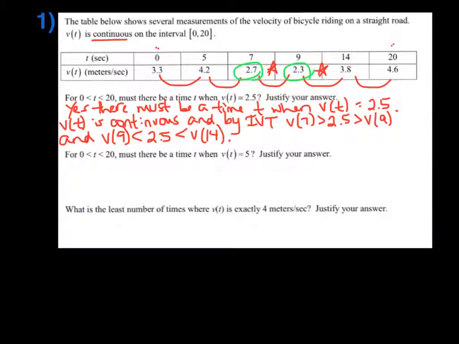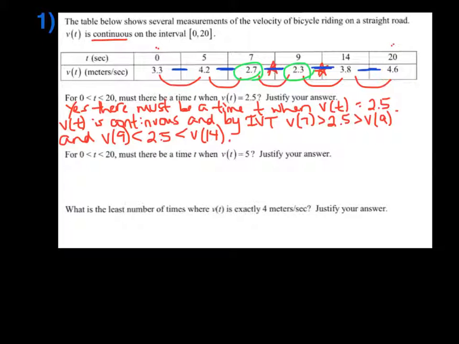So again, we're going to compare our values. So we're going to look in between different time intervals. So between a time of 0 and 5, does a velocity of 5 fit between those two existing velocities? No, absolutely not. 5 is not between 3.3 and 4.2. Between a time of 5 and 7, does 5 naturally fit between 4.2 and 2.7? No. Between the next two? No. Between the next two? No.